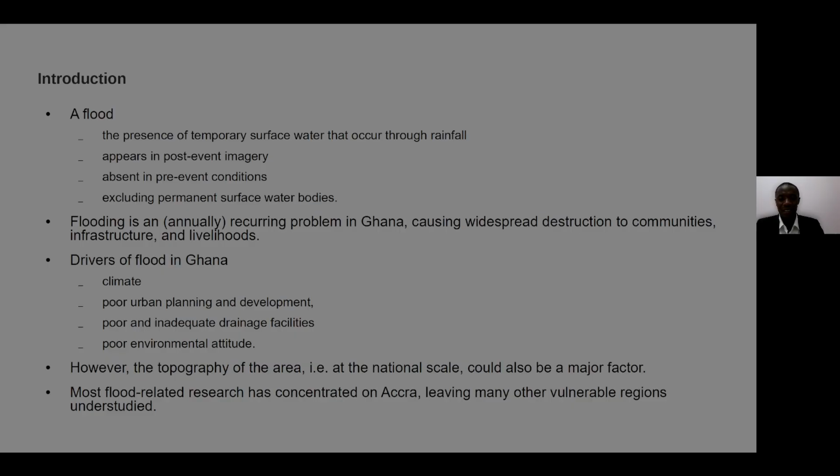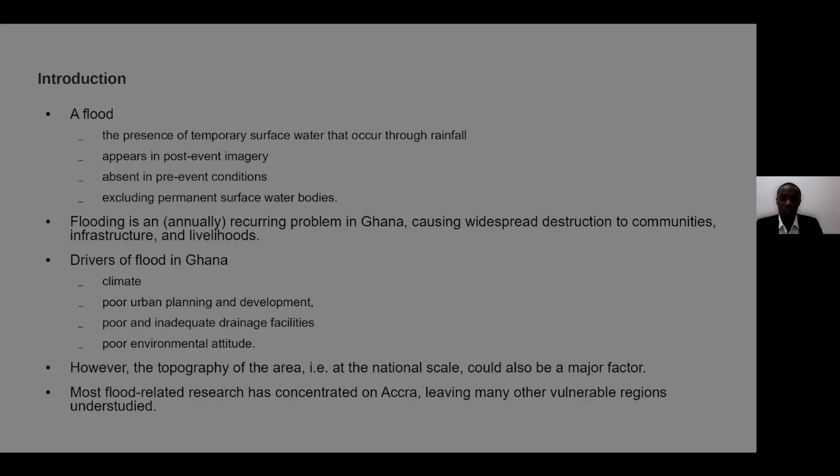Now, flood is a recurring problem in Ghana, and if I'm not wrong, it has been occurring for the past centuries. Almost every year, there is flood in Ghana, having devastating impacts on our communities and livelihoods. The major drivers of flood in Ghana have been attributed to climate, poor urban planning and development, and inadequate drainage facilities. However, we hypothesize that the topography of the country at a national scale could also be a major contributing factor to the flood situation.